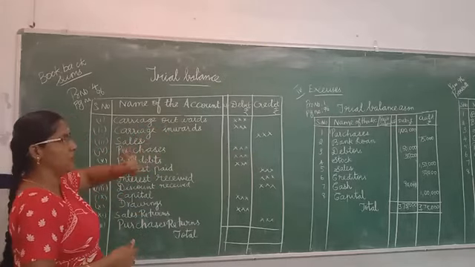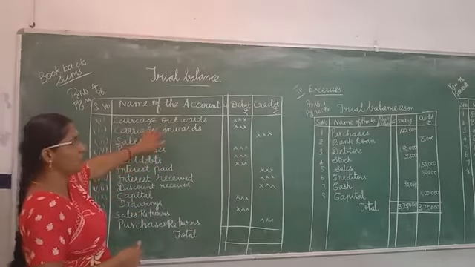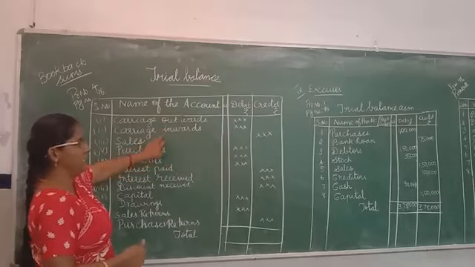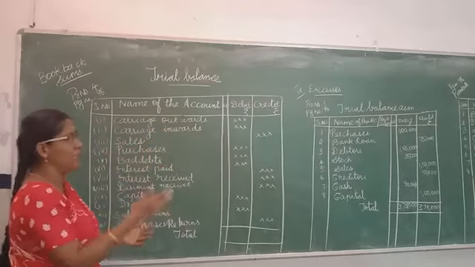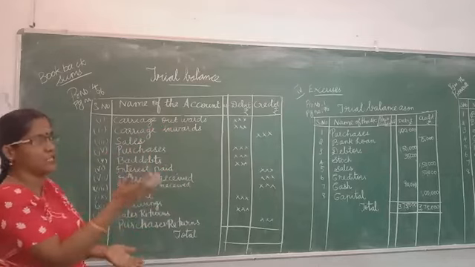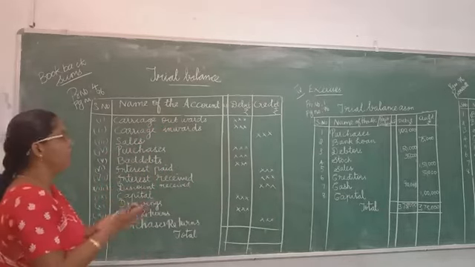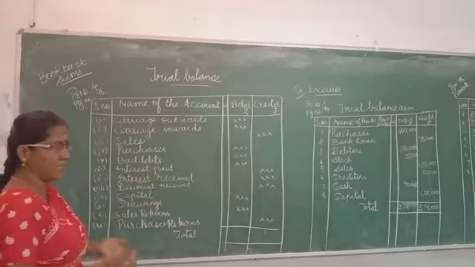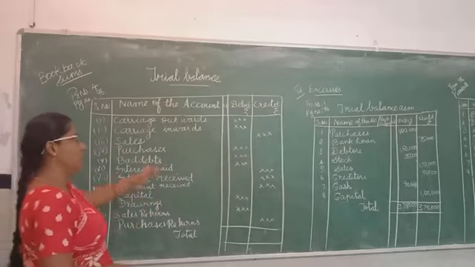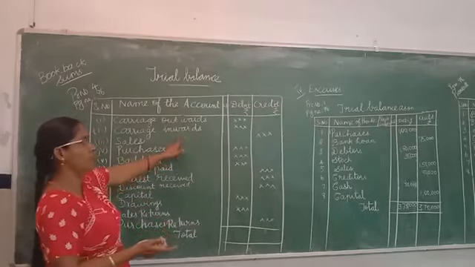Carriage outward. Carriage outward means what? This is also an expense. Carriage inward. Inward and outward: outward means we are sending the goods to customers, and carriage inward means we are bringing the purchased goods to the premises. So both are expenses, so we debit them.